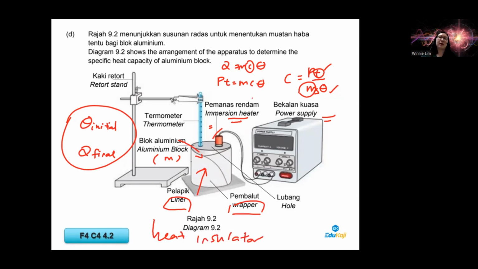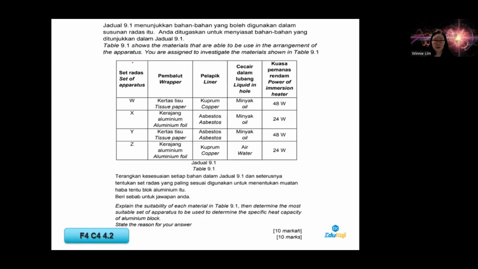Okay, so let's see what they ask. They say table 9.1 shows the materials that are able to be used in the arrangement of the apparatus, and you're assigned to investigate the materials shown in table 9.1. Explain the suitability of each material in table 9.1, then determine the most suitable set of apparatus to be used to determine the specific heat capacity of the aluminium block. State the reason for your answer.